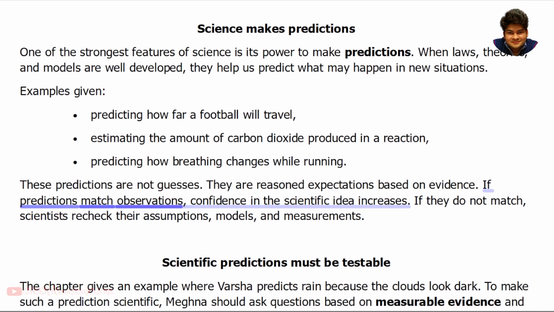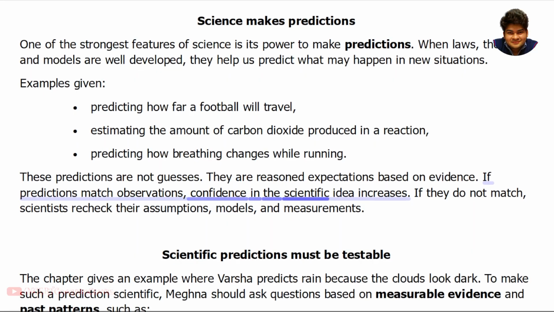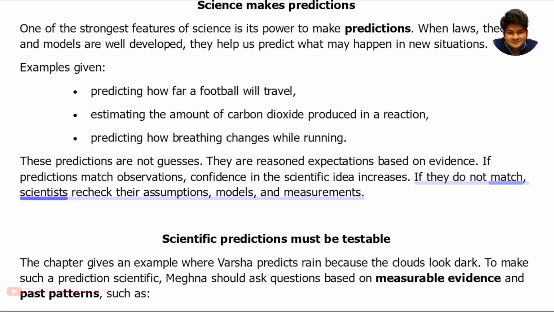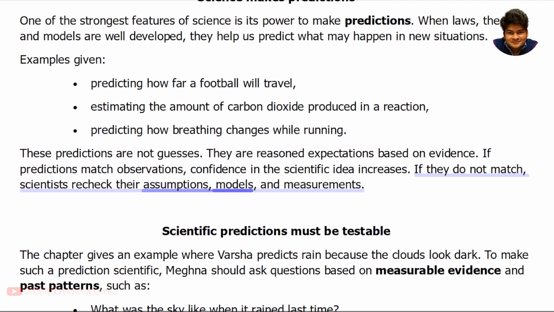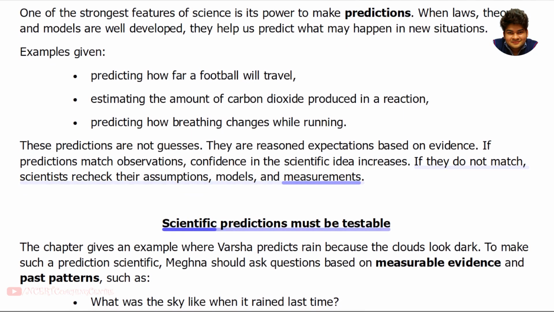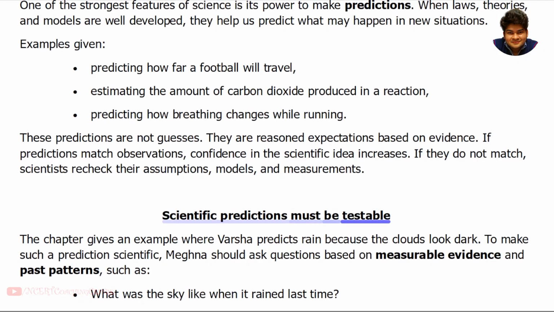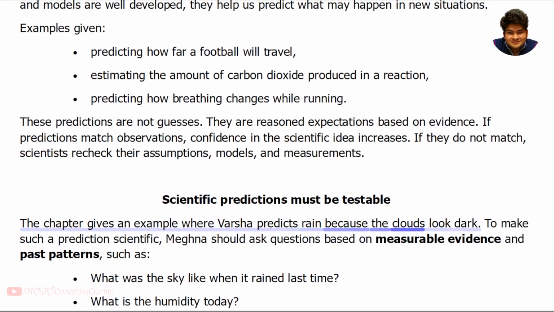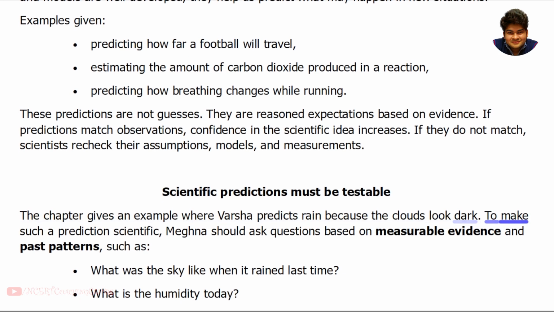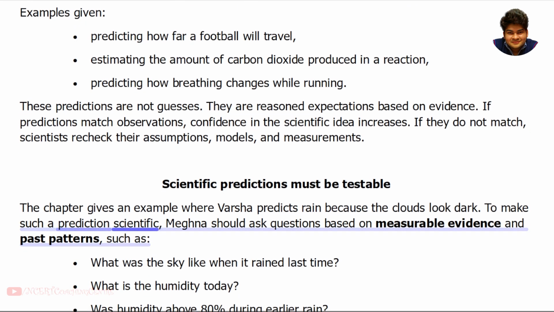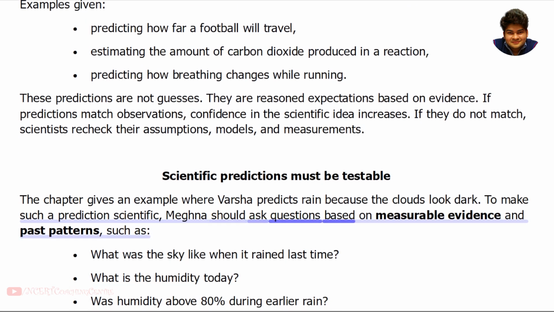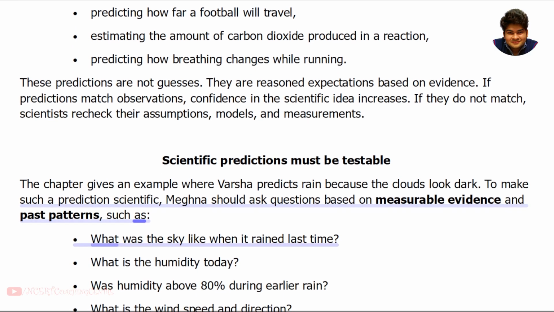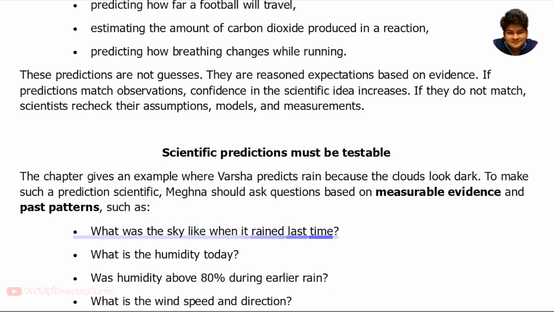If predictions match observations, confidence in the scientific idea increases. If they do not match, scientists recheck their assumptions, models, and measurements. Scientific predictions must be testable. The chapter gives an example where Varsha predicts rain because the clouds look dark. To make such a prediction scientific, Meghna should ask questions based on measurable evidence and past patterns, such as: what was the sky like when it rained last time?